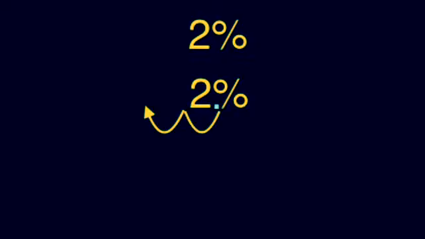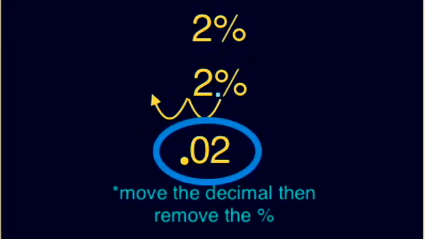Here's 2%. In this situation, the decimal is to the right of the 2. To change it to a decimal, then move the decimal 2 units to the left. Once you have moved the decimal, it is no longer a percent. It is just a decimal. So 2 hundredths or 0.02 is the decimal for 2%.